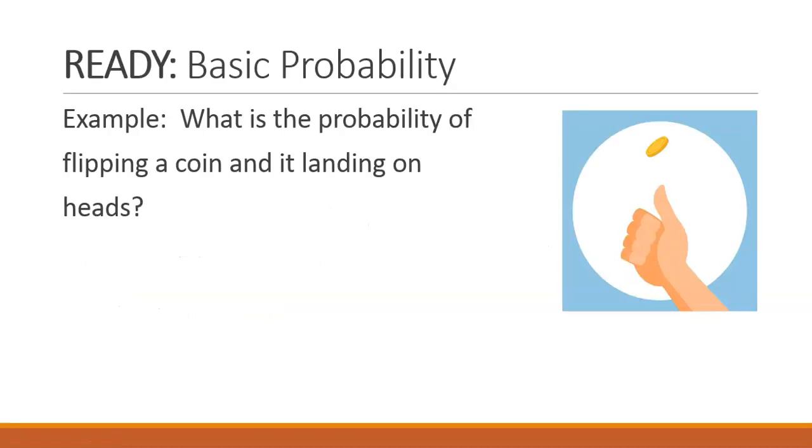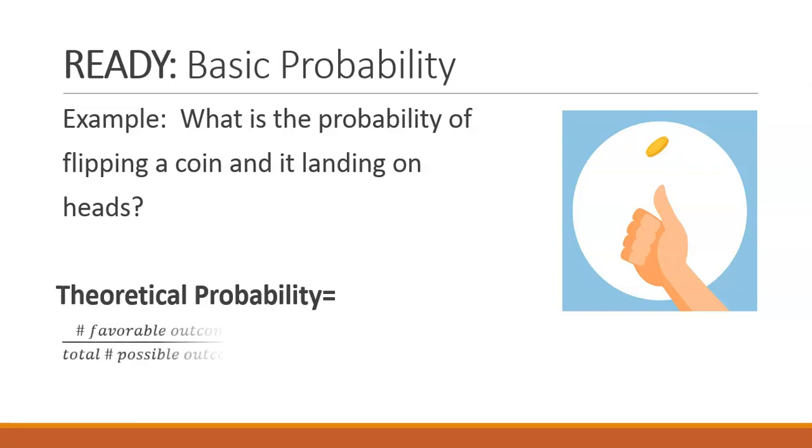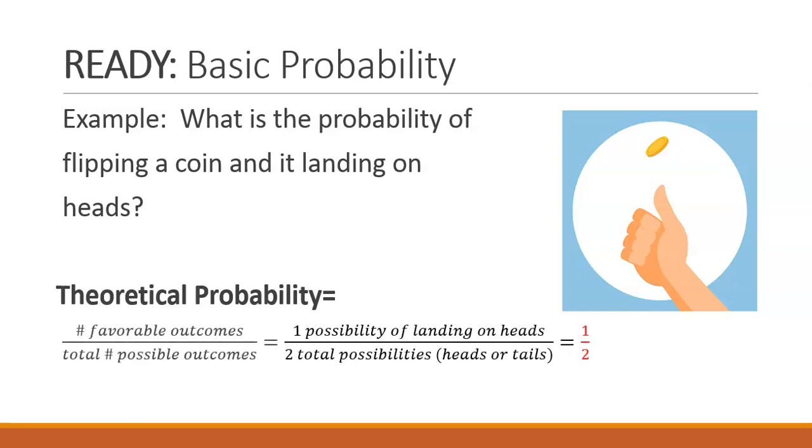In the Ready, we are asked to perform some basic probability. For example, to find the probability of flipping a coin and it landing on heads, we would need to find the theoretical probability. To find the theoretical probability, we would take the number of favorable outcomes and divide it by the total number of possible outcomes. When we flip a coin, our probability of landing on heads is 1, and we have two options, so the theoretical probability would be 1/2.